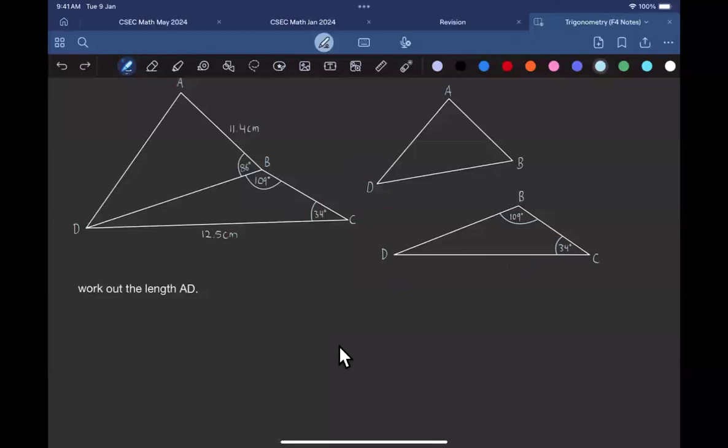If this question comes in the exam, most likely they will break it up into parts. If not, well, you really have to think.